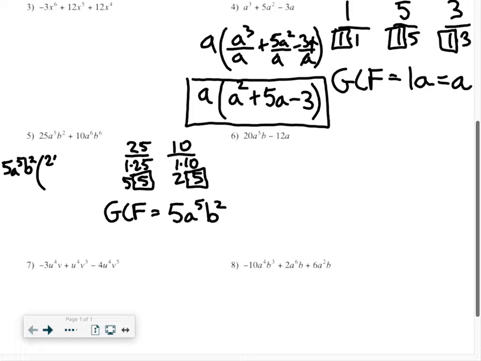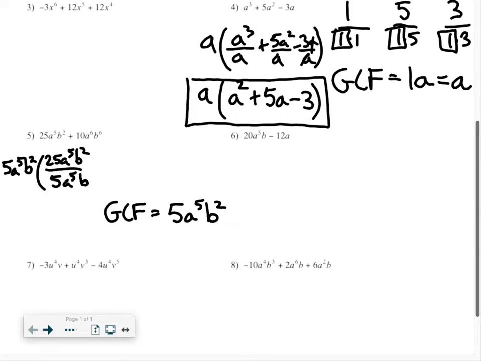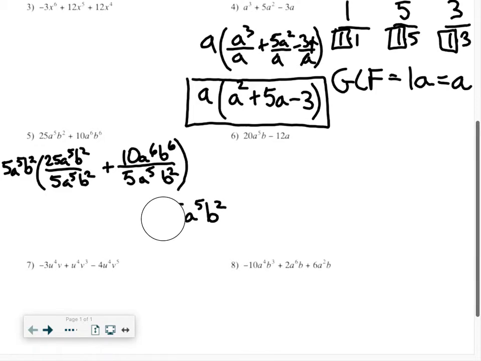We're factoring that out of 25a to the 5th b squared. I'm going to run out of room, so I'm going to have to erase this just so I don't scrunch up too much. You should have caught that work, or you can go back if you missed it. So 25a to the 5th b squared, we're dividing that by 5a to the 5th b squared, plus 10a to the 6th b to the 6th divided by 5a to the 5th b squared. I really did run out of room. I should have made these boxes a little bigger.